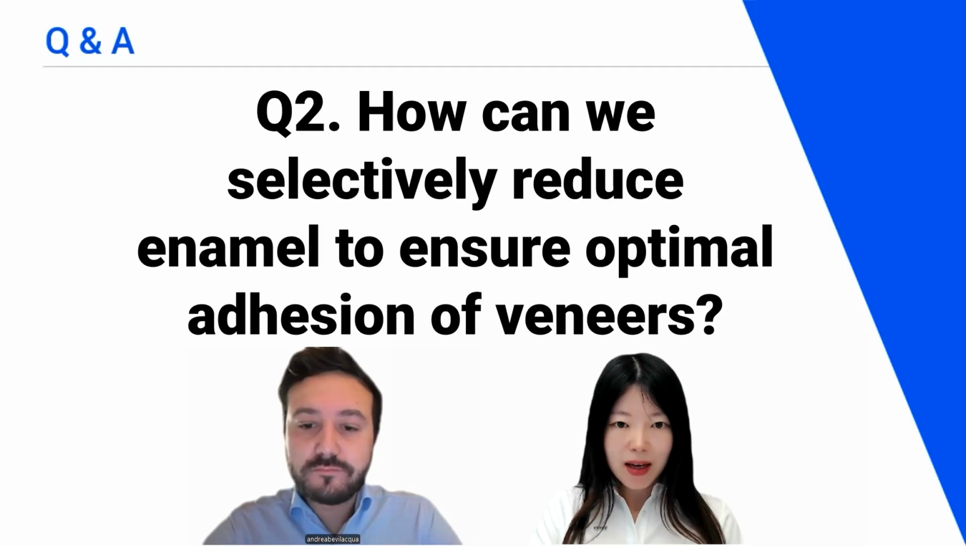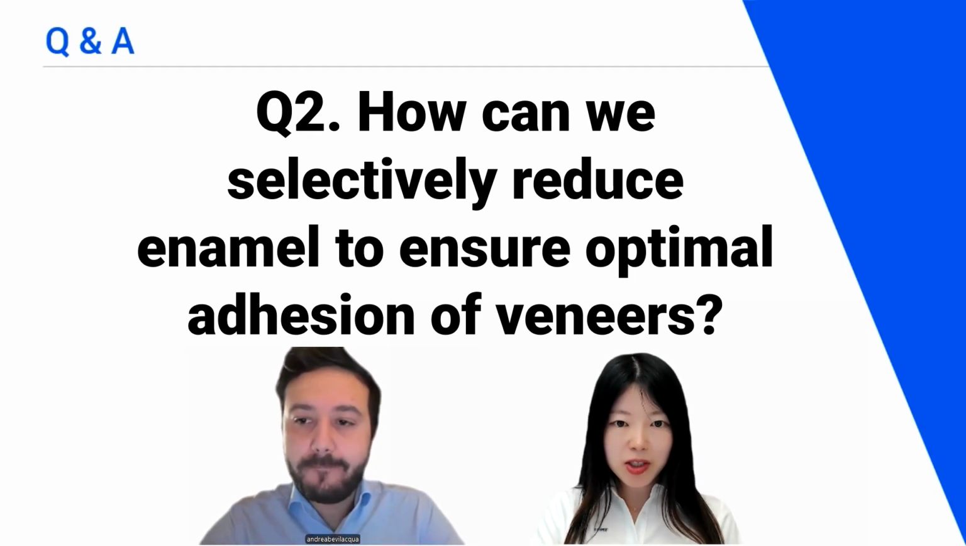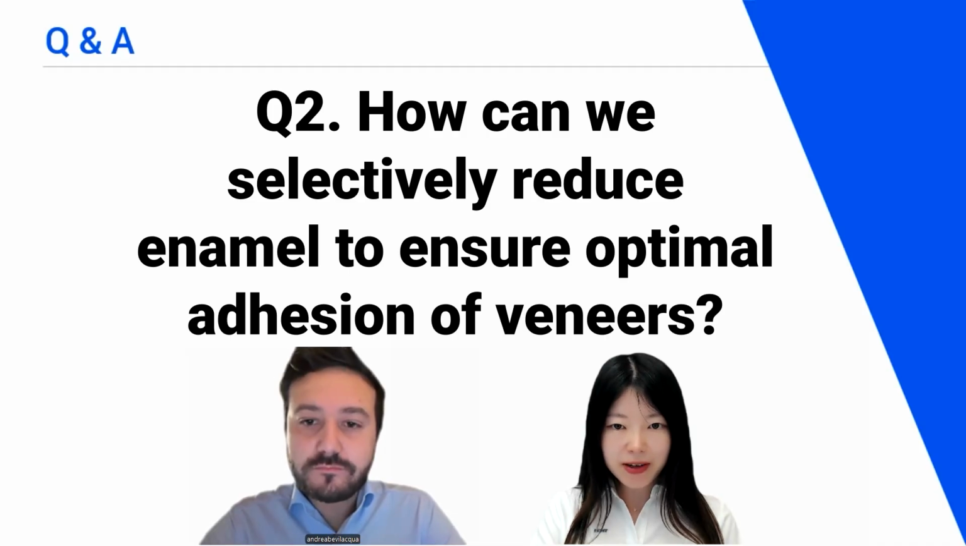Okay, thank you for answering question number 1. Okay, next question. Question number 2. How can you selectively reduce enamel to ensure optimal addition of veneers?